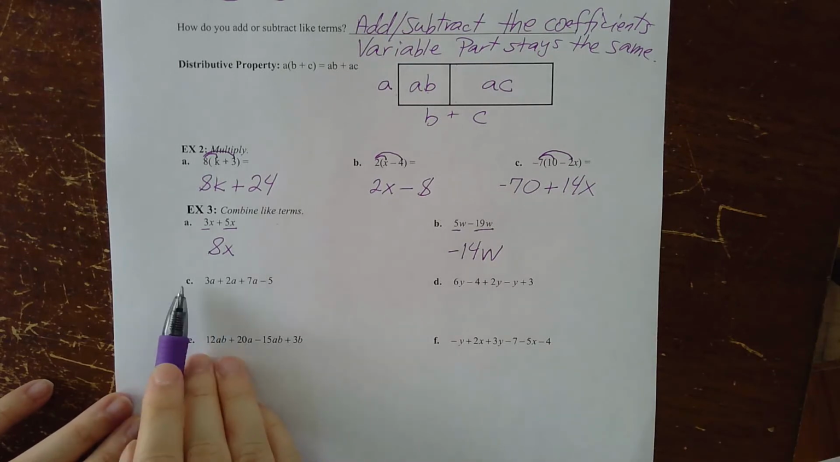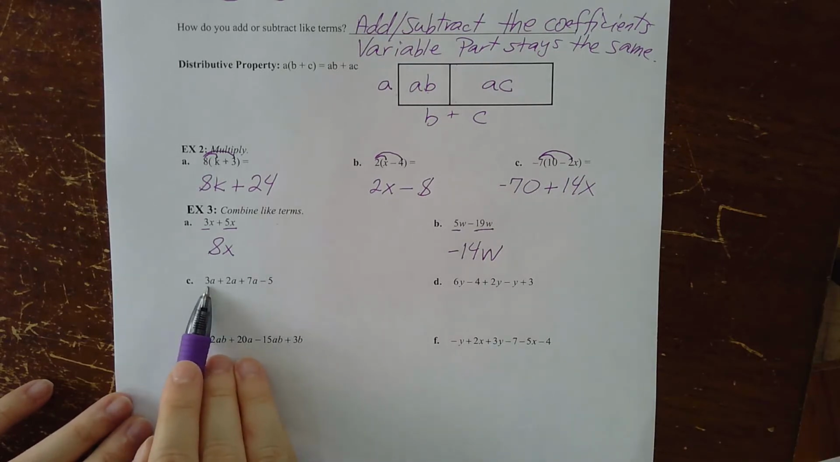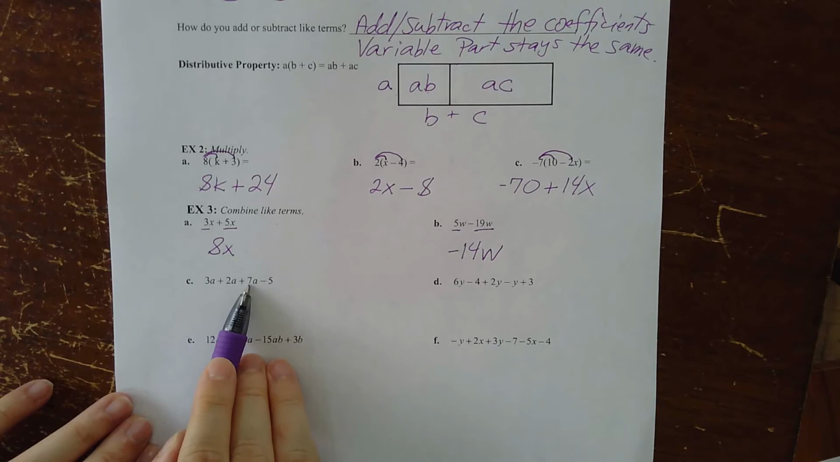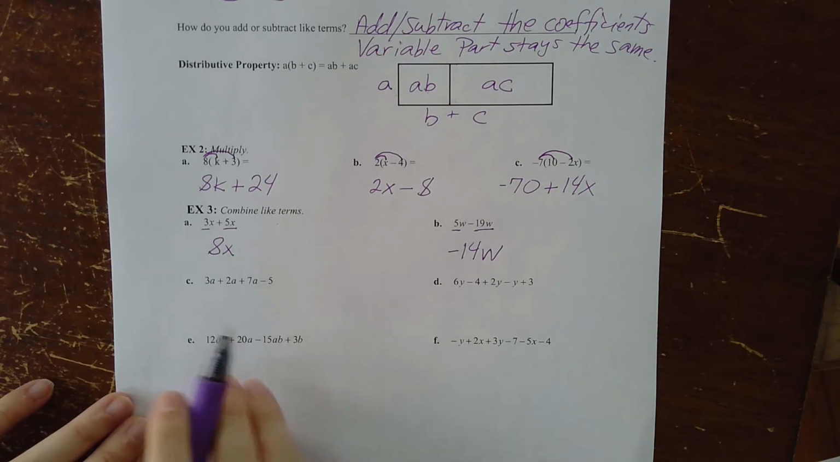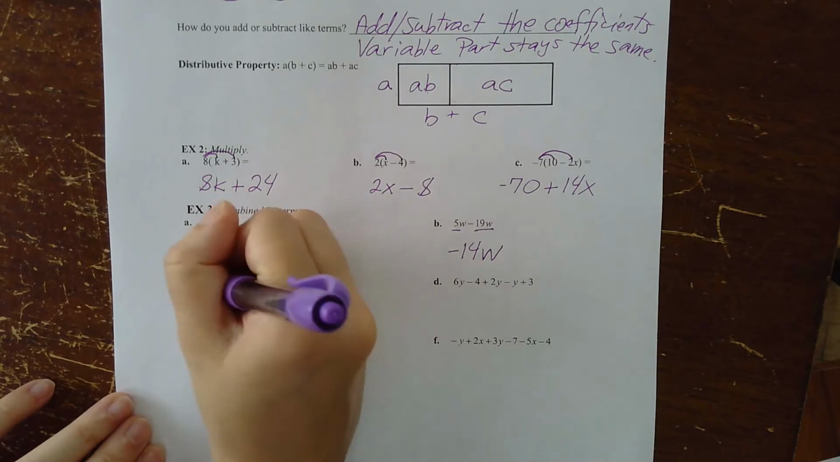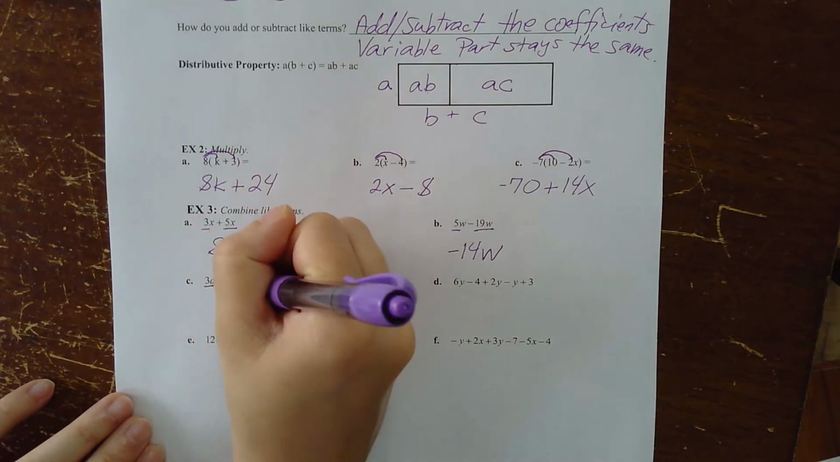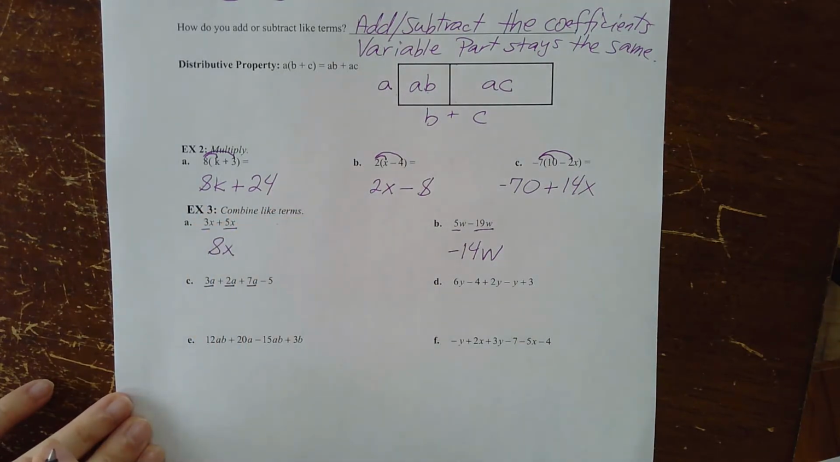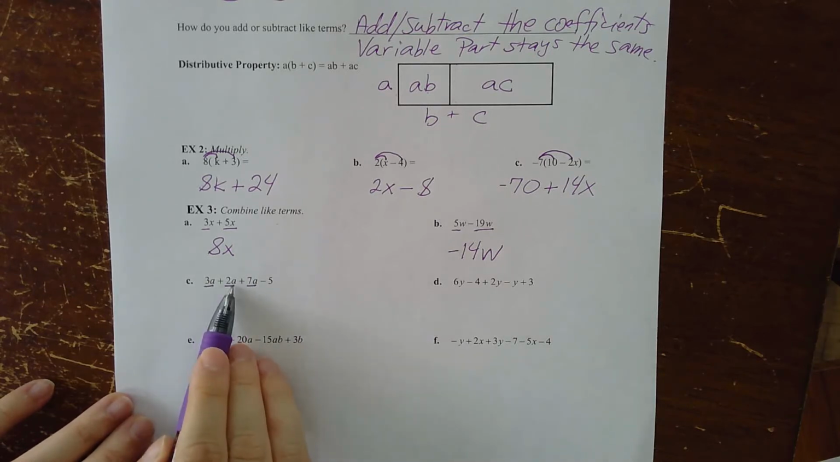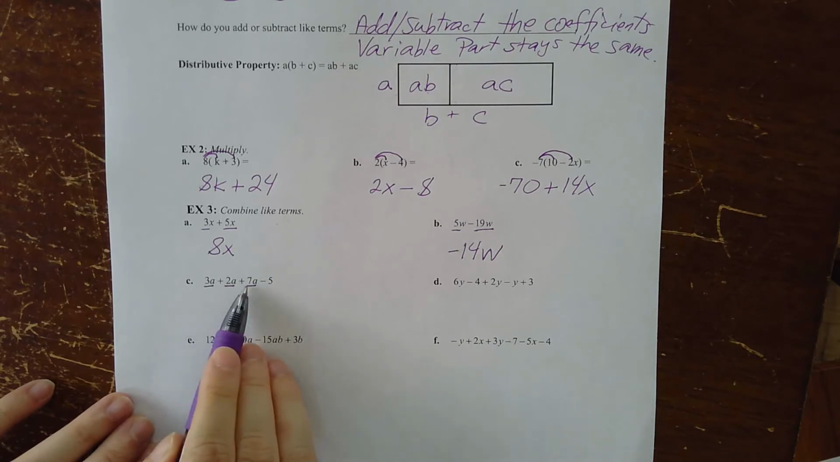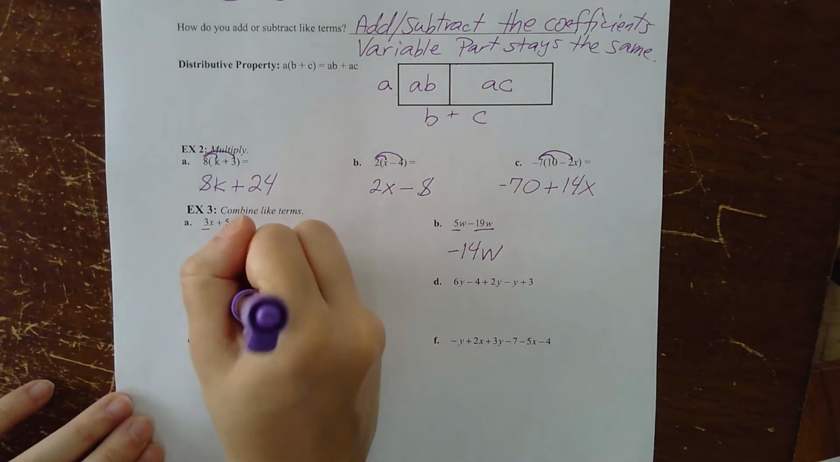Okay? In part C, I have 3a plus 2a plus 7a minus 5. Are they like terms? Well, some of them are. All of the a's, so the 3a, the 2a, and the 7a are like terms, but the 5 is not. Okay? That one does not have the same variable. It doesn't have an a. So let's go ahead and add these together. 3a plus 2a would be 5a, and then 5a plus 7a would be 12a.